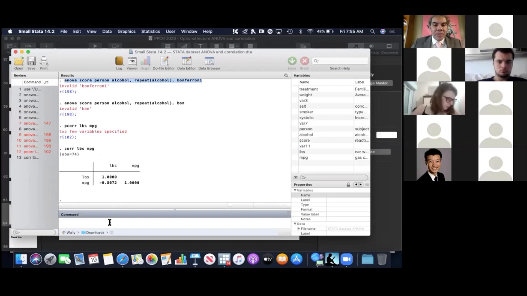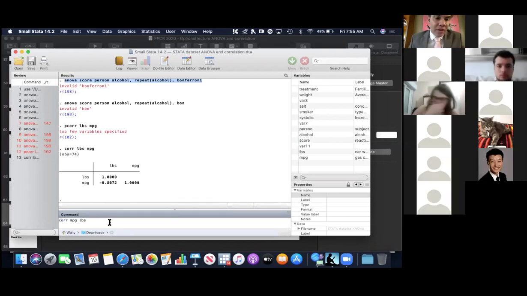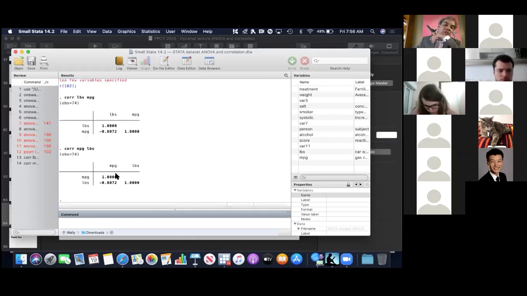Correlation is one special type of statistical test, because it is a symmetric test, meaning that it doesn't matter the order I put my variables. If I put LBS, MPG first, or if I put MPG and LBS, it will give me the same result.